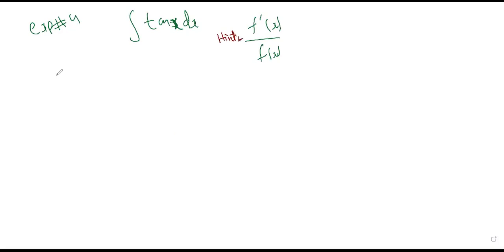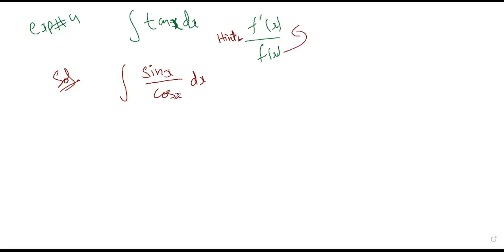Now tell me, this is sin x over cos x. Excellent. Okay, wait, let me write it down. You have to integrate this. You can write tan x as sin x over cos x. So is it the f dash x over f x form?